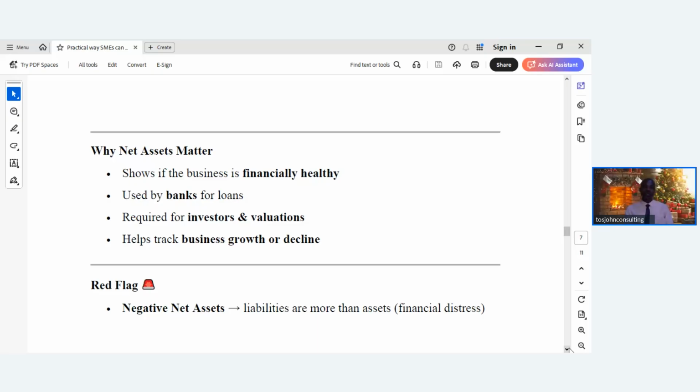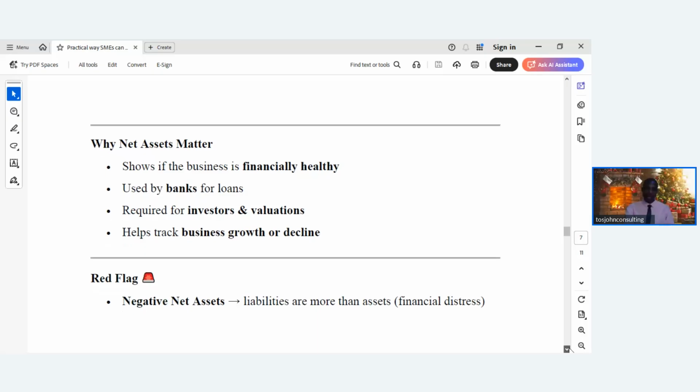And it's also used to value your company, for negotiation. Maybe you want to sell off your company or any other thing. They will know the net worth and how much it will be sold for. Then it helps to track business growth or decline. Is the business really growing, or is there a decline, or will it go into bankruptcy or summary liquidation? They will want to know. So that is why your net worth is very important.